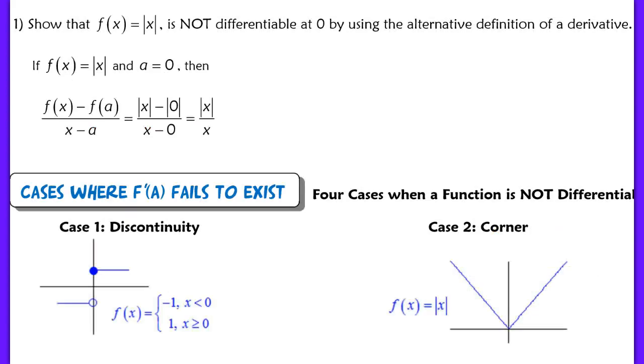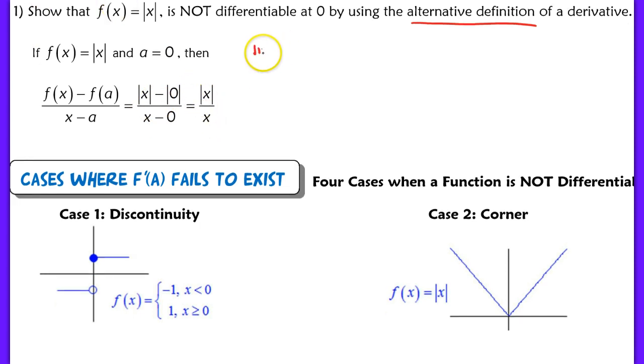Alright, so I actually lied. Instead of using that definition above, we're going to use the alternate definition of the derivative to show that the absolute value of x is not differentiable when x is equal to 0. If we let f of x equal the absolute value of x and a equals 0, then when we plug that into that alternate form of the difference quotient, we end up with this expression: the absolute value of x minus the absolute value of 0, divided by x minus 0. If I simplify here, I get the absolute value of x over x.